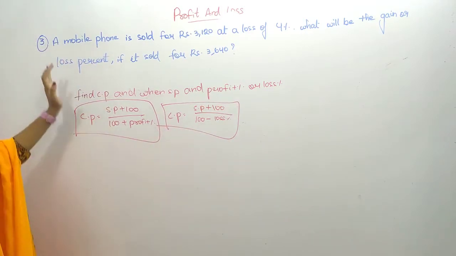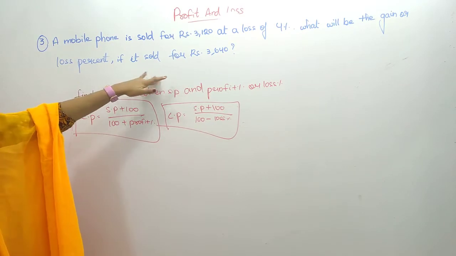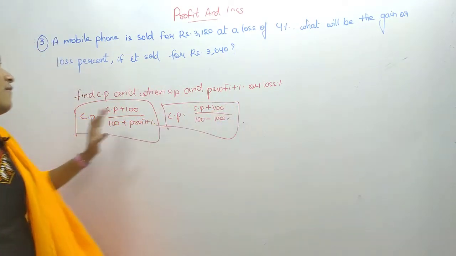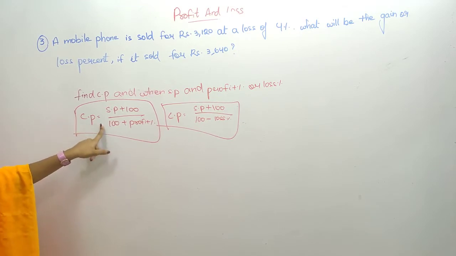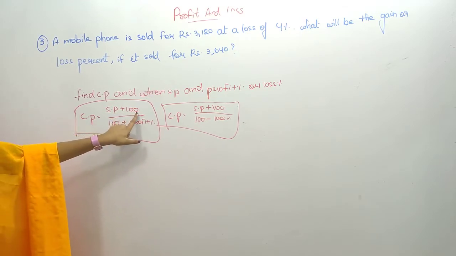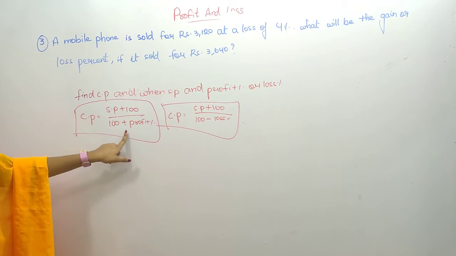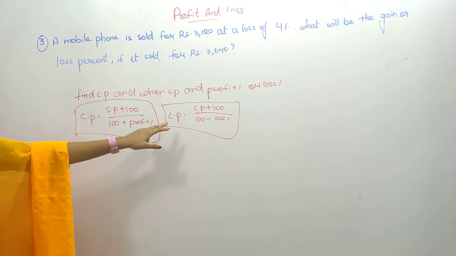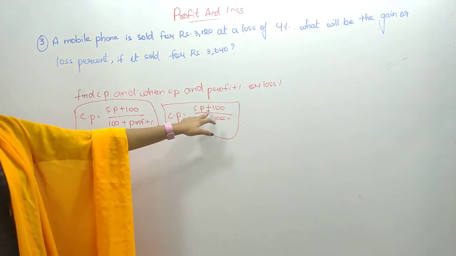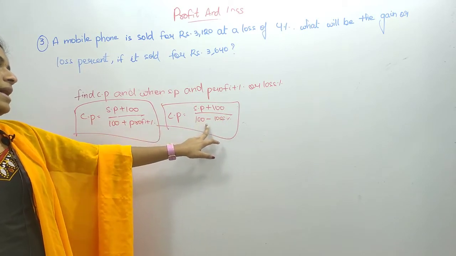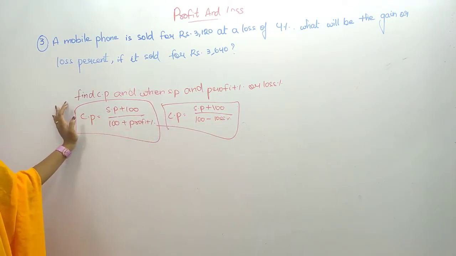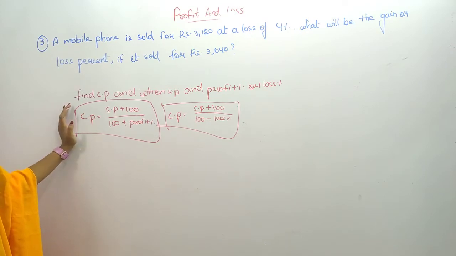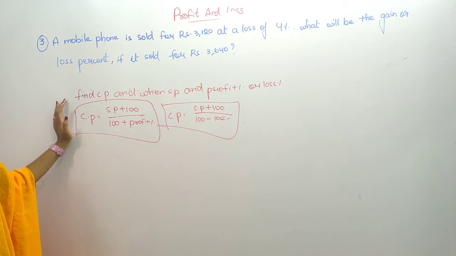Whenever in the question it is given to find CP, and SP and profit or loss percent are given, what formulas are to be used to solve the question? Cost price is equal to selling price into 100 by 100 plus profit percent, and cost price is equal to selling price into 100 by 100 minus loss percent. These are the two formulas used. Note these formulas in your notes so that it is very useful to solve further questions.